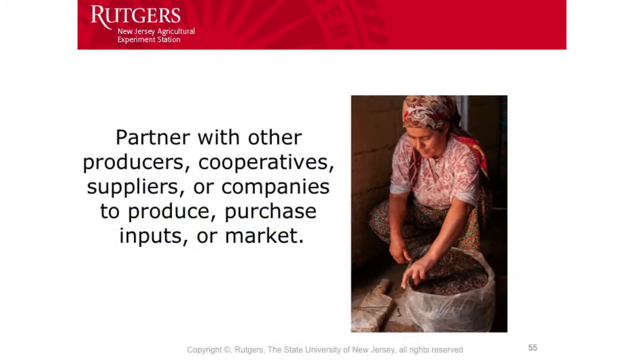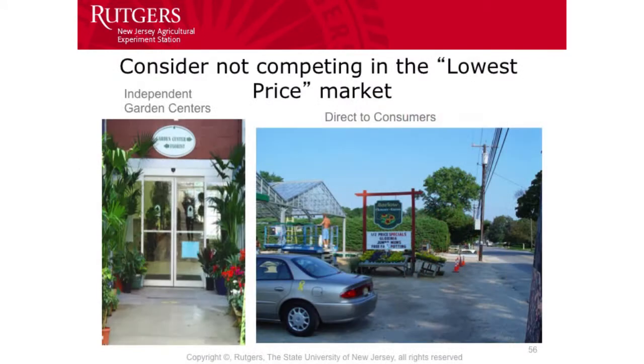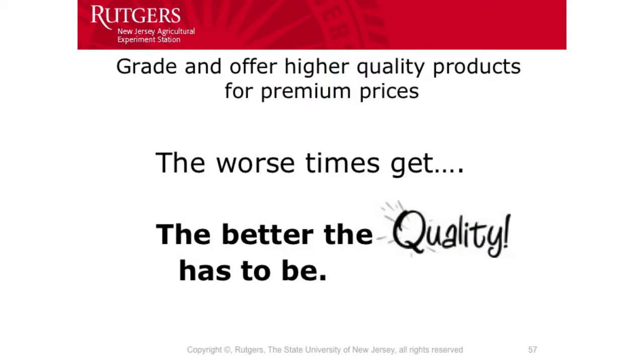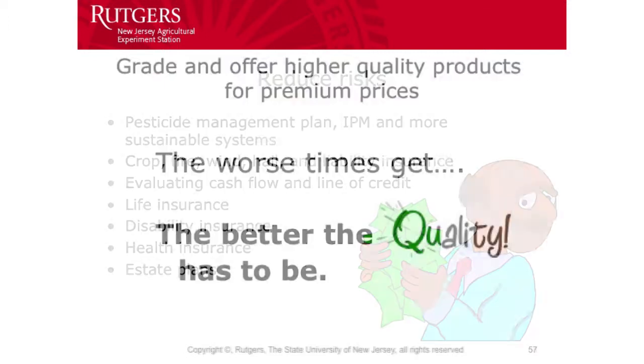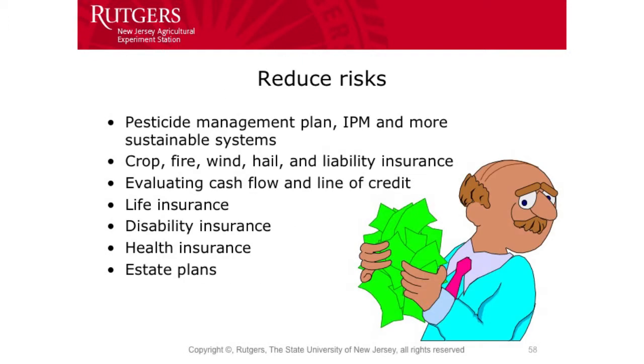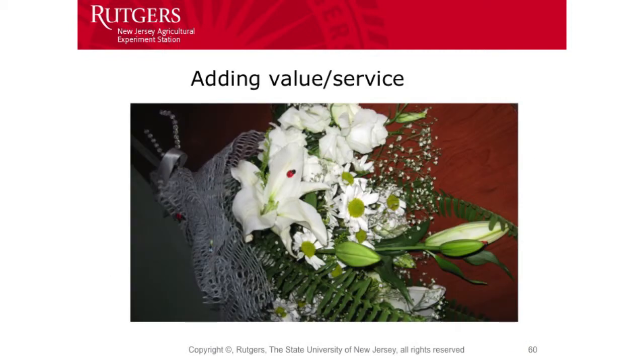We talked about partnership. You may not want to compete in the lowest price market. Some people can do that in New Jersey, but you have to be aware of what you're getting into. When times are tough, you have to have higher quality. We look at all the types of crop insurance and other kinds of insurance to reduce your risk. Add value to your products, we talked about.